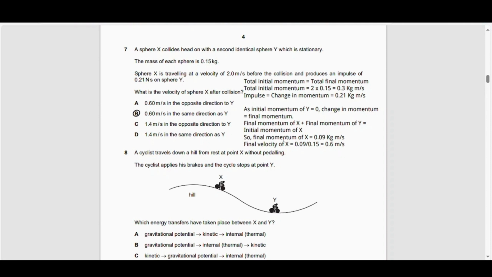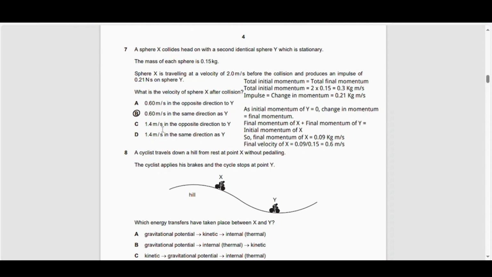And momentum is mass multiplied by, in this case, X's final velocity. So if we divide 0.09 by X's mass, we will be able to get its final velocity as 0.6 meters per second. And we know here that through the process of elimination, we can take out C and D because that is not 0.6 meters per second.